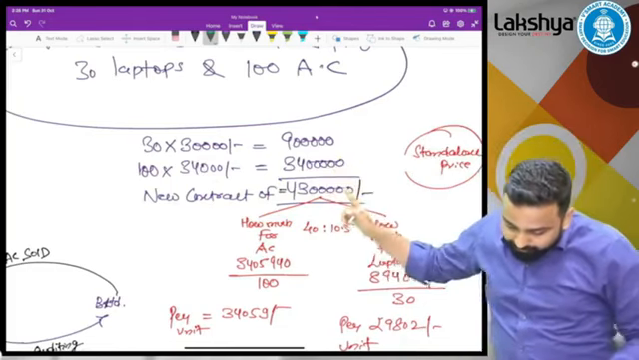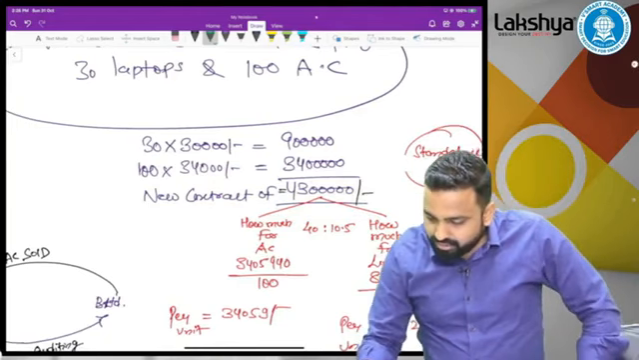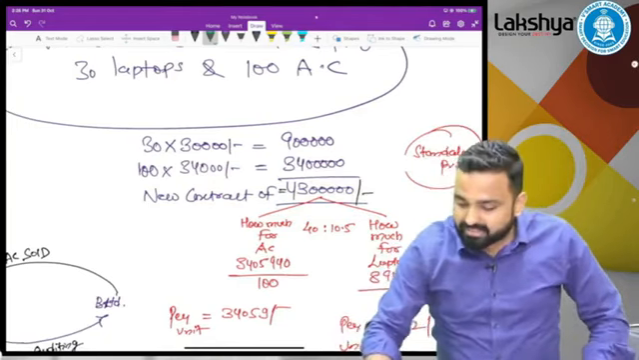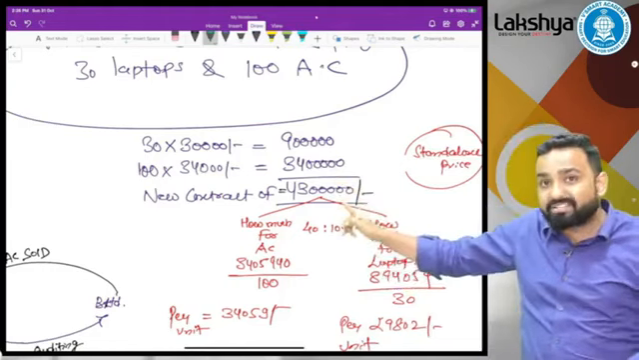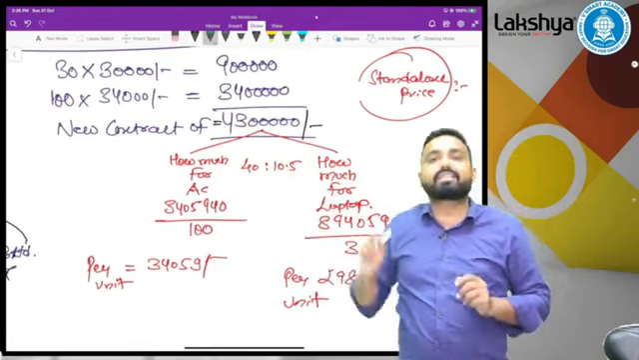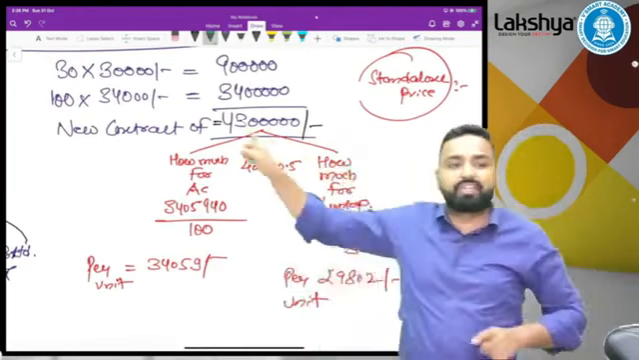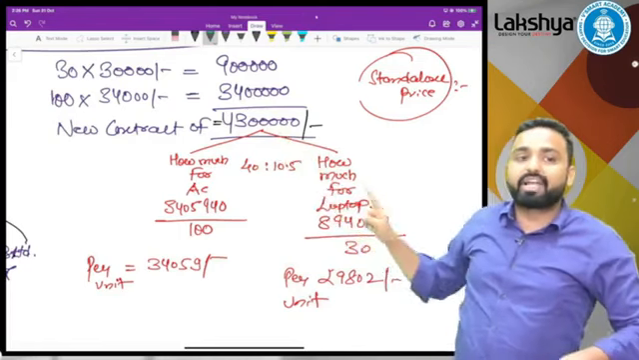So overall, 34,000 into 100, that is 34 lakh, plus 9 lakh, so 43 lakh. Now how to bifurcate this 43 lakh? I need to bifurcate this entire consideration of 43 lakh into 30 laptops and 100 ACs.